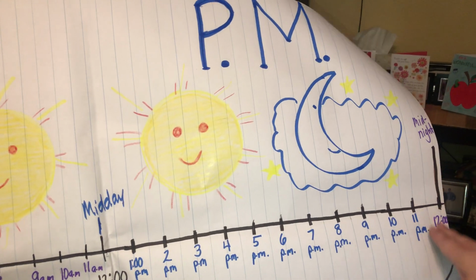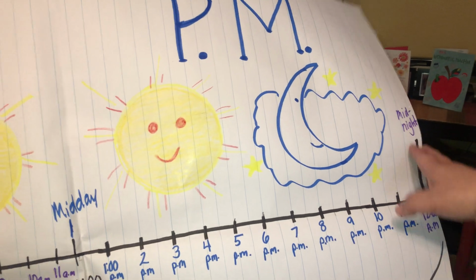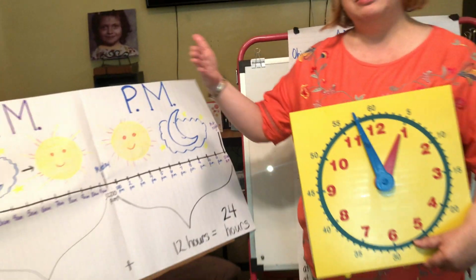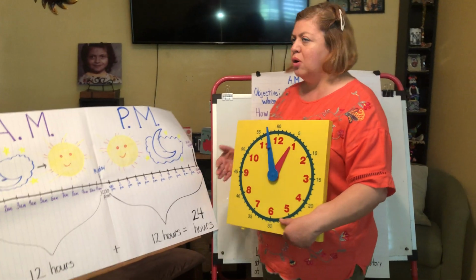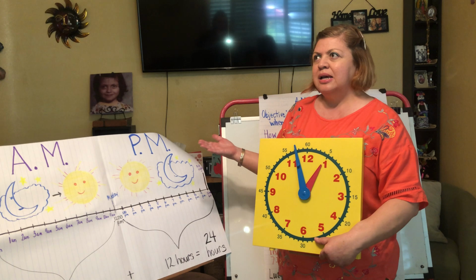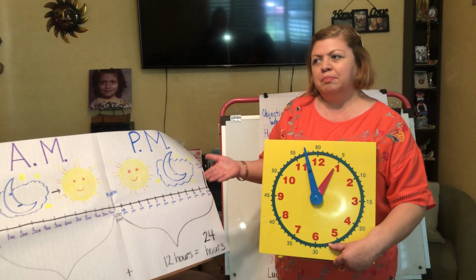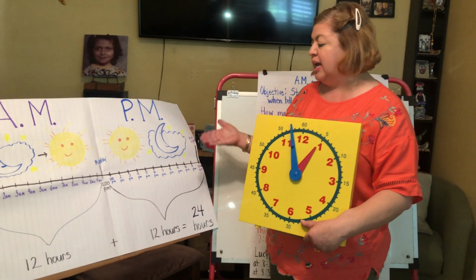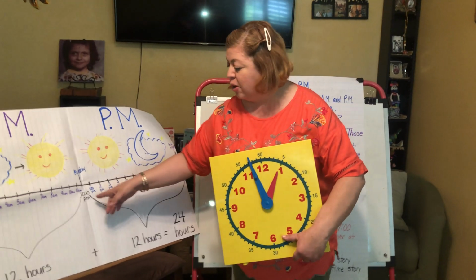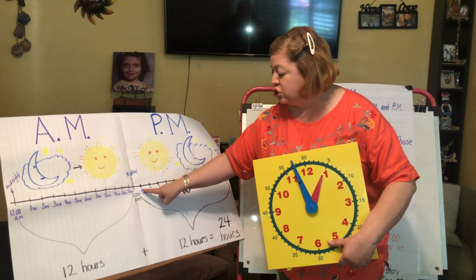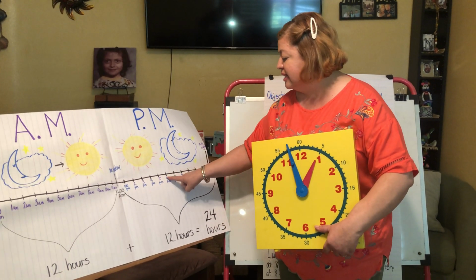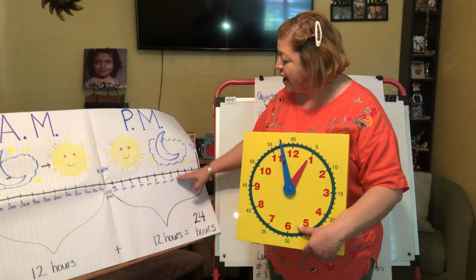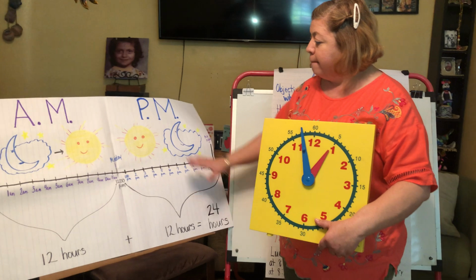You are asleep. 12, it strikes 12. It is midnight, but if you recall, I told you that a new day begins at midnight. So even though we're in bed and we feel like it's still part of the same day, once it strikes midnight, a new day has begun. And I could go and count my hours. So 1, 2, 3, 4, 5, 6, 7, 8, 9, 10, 11, 12. Those are the 12 hours that make up our PM.